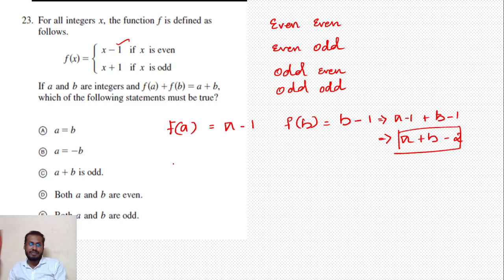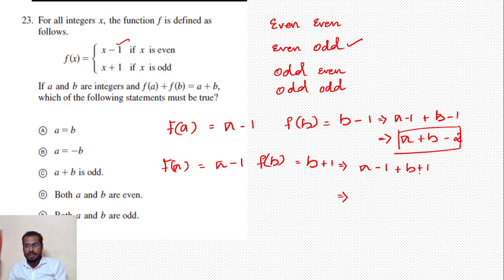Next, if I take f of a, one is even number, so a minus 1, and f of b, now I'm going to take an odd number, in this combination. So odd number means b plus 1. Now if I solve this, a minus 1 plus b plus 1. If I add these two values, I get a plus b. My negative 1 and positive 1 get cancelled. So this is the value.